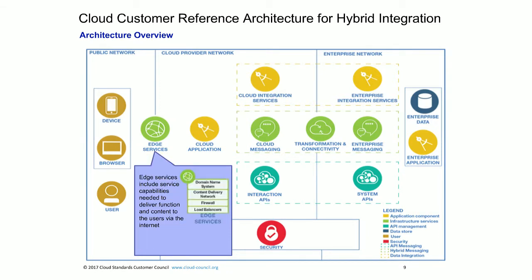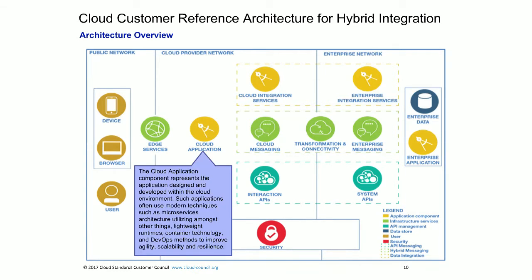Next, we'll look at edge services. These provide capabilities needed to deliver both function and content to the users via the internet. Edge services could include capabilities like domain name service, content delivery, firewall, load balancers, etc. Moving on. The cloud application component represents the application that is designed and developed within the cloud environment, so the cloud native application. And we see these applications tend to use modern techniques such as microservices architecture. They use lightweight runtimes, container technology, and things like DevOps.